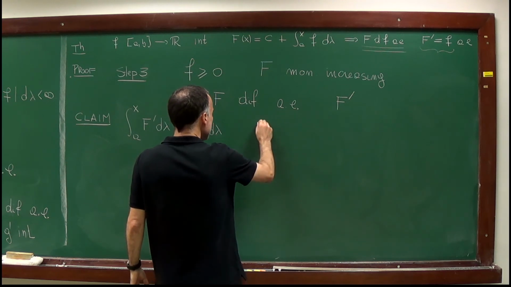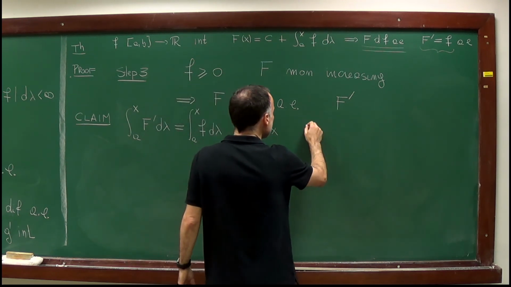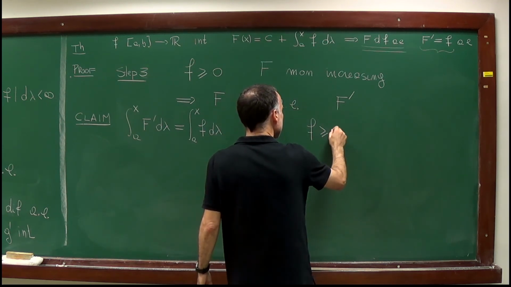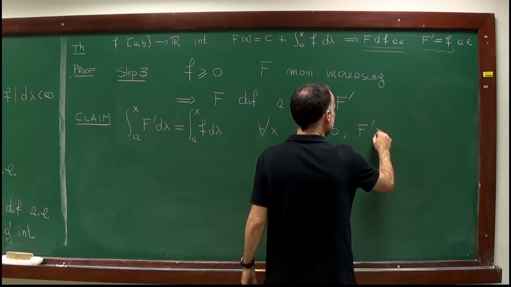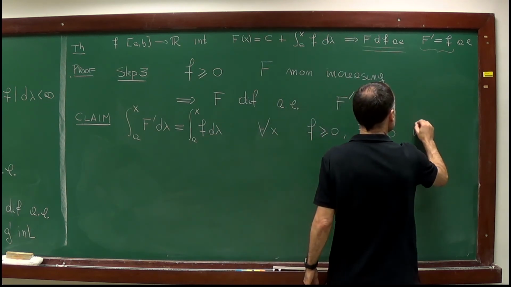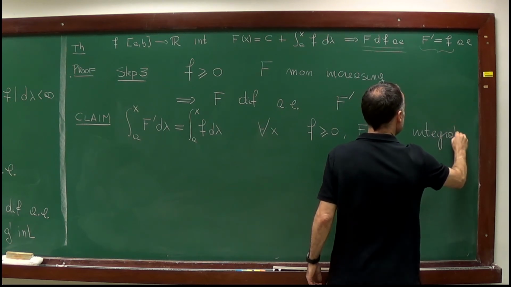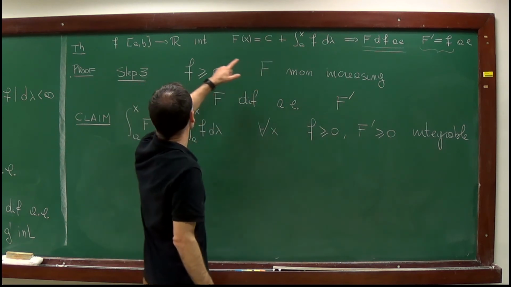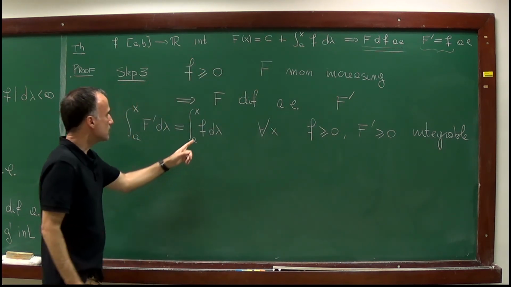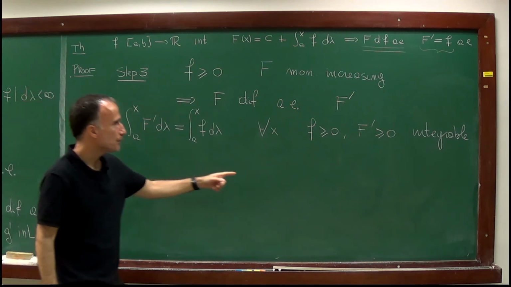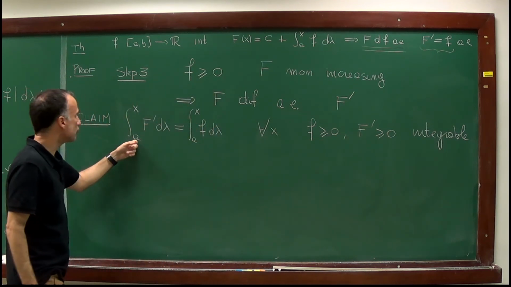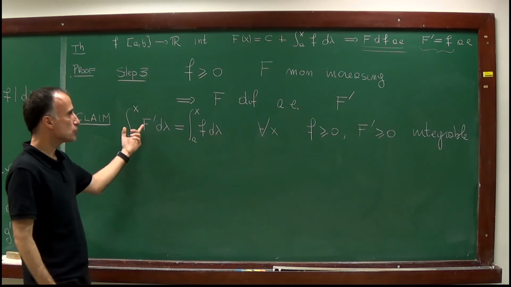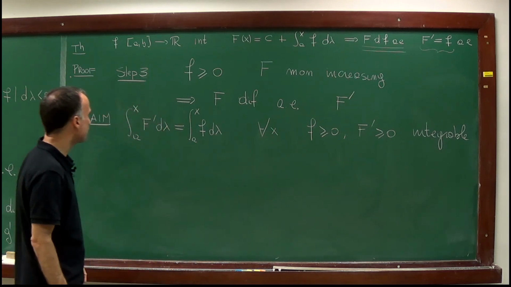So this holds for any x, and we know that f is non-negative, f prime is non-negative, and they are both integrable. They are integrable because f, by assumption, is an integrable function. And since we have this identity, and f prime is non-negative, the integral from a to b of f prime is equal to the integral from a to b of f. And this is finite, so f prime is integrable.